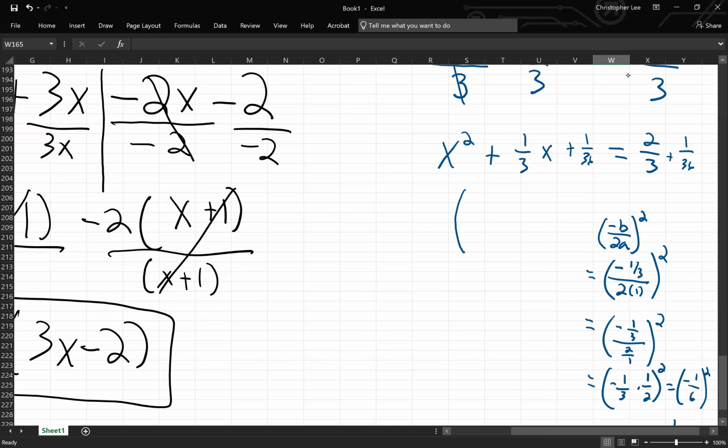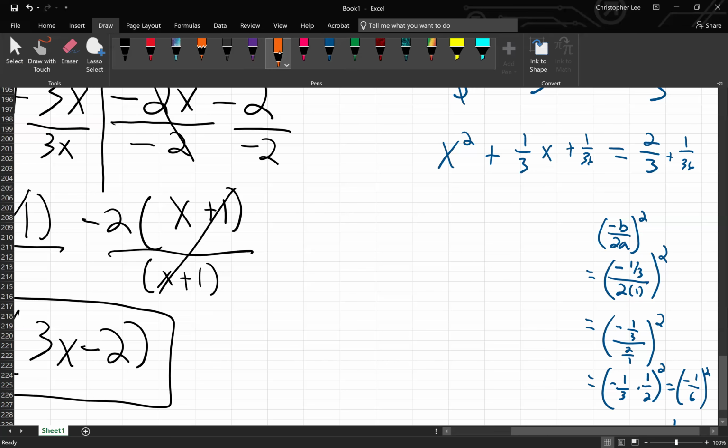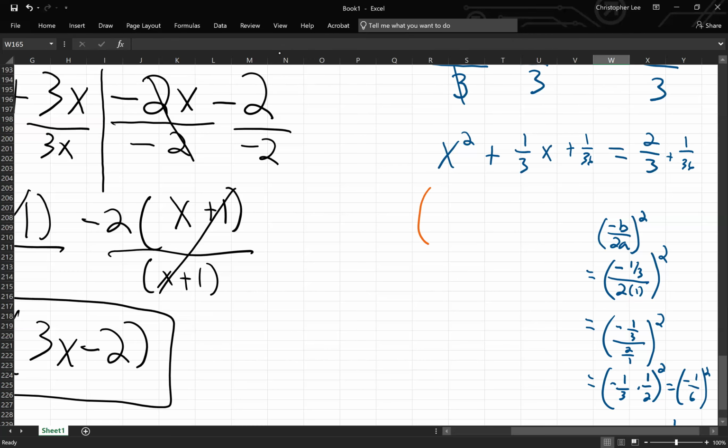And then now I have x squared plus 1/3 x plus 1 over 36. That is a perfect square trinomial. Let me change up the color a little bit because this is starting to get a little confusing. So I want to factor this. So this is going to become, x is always going to be there.